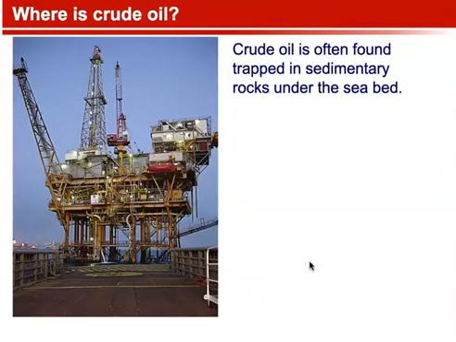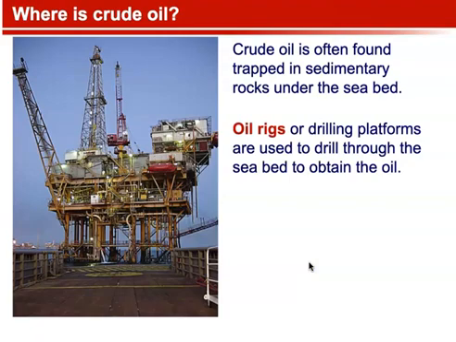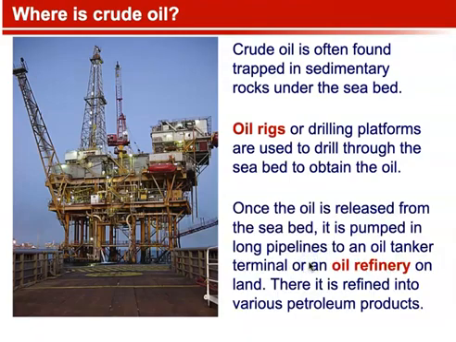So where is crude oil found? Crude oil is often found trapped in sedimentary rocks under the seabed. Oil rigs, or drilling platforms, are used to drill through the seabed to obtain the oil. Once the oil is released from the seabed, it is pumped in long pipelines to an oil tanker, terminal, or an oil refinery on land. There it is refined into various petroleum products.